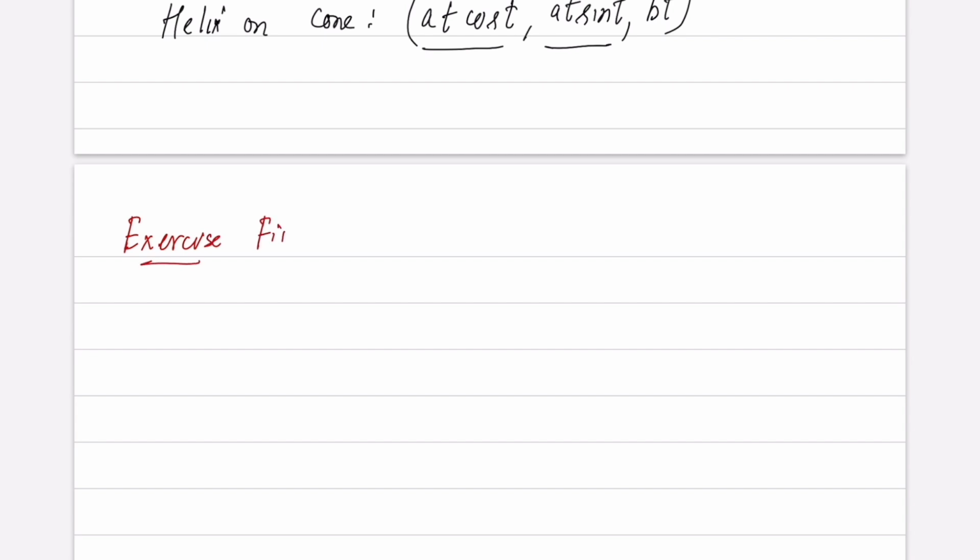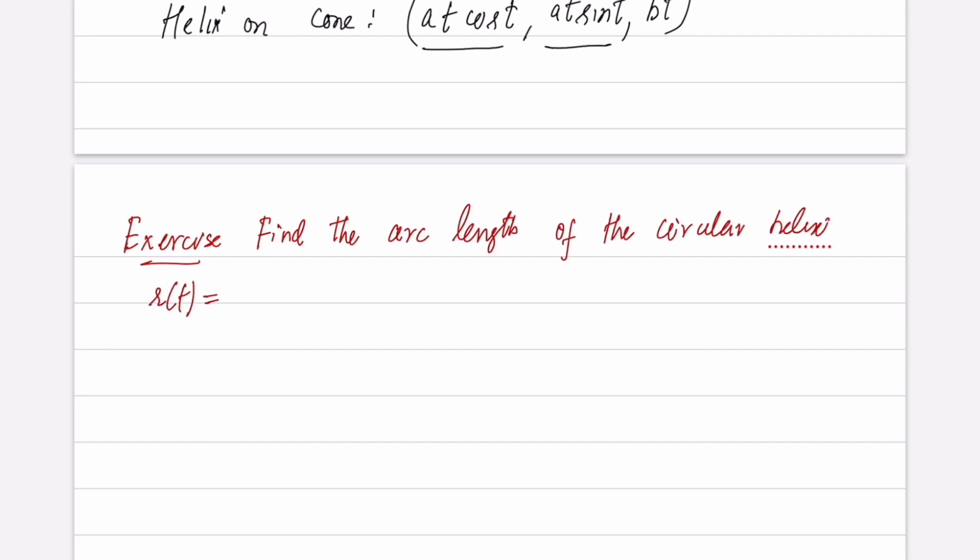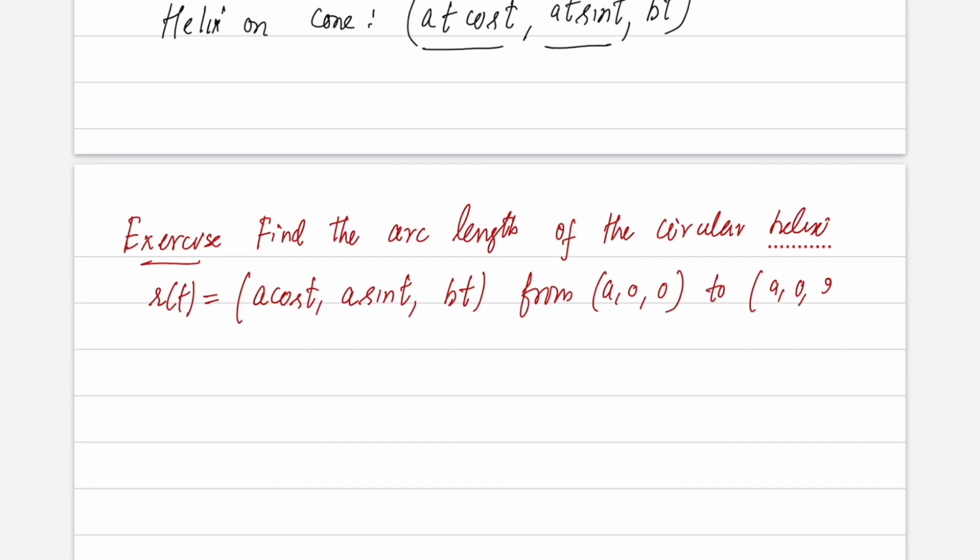Find the arc length of the circular helix with the parametric representation r of t is equal to a cos t, a sin t, bt from the point (a, 0, 0) to (a, 0, 2 pi b).